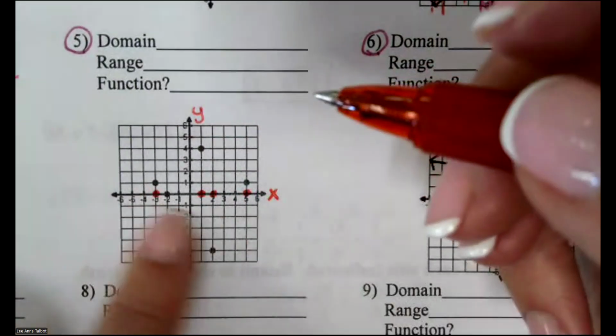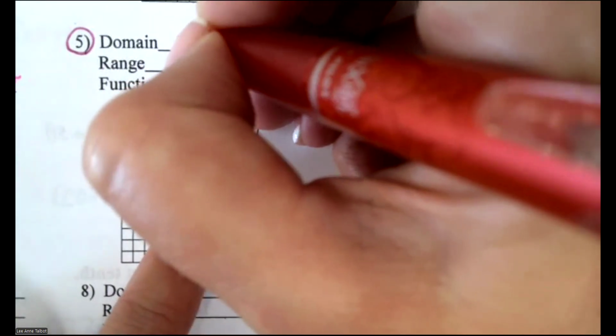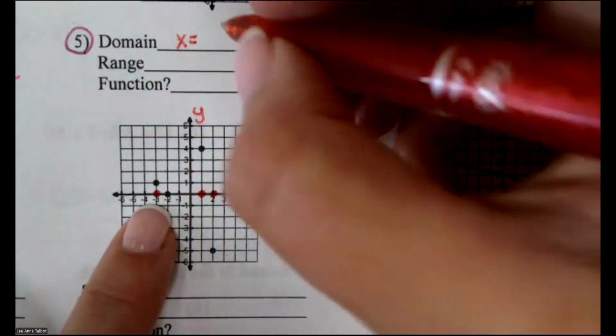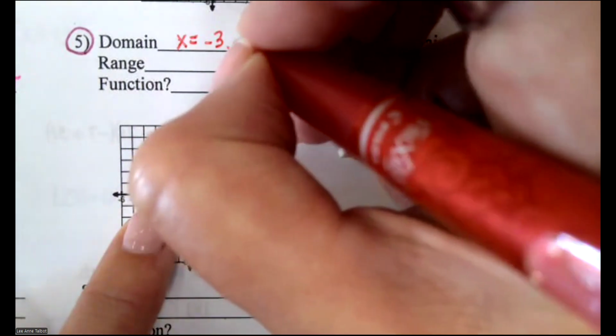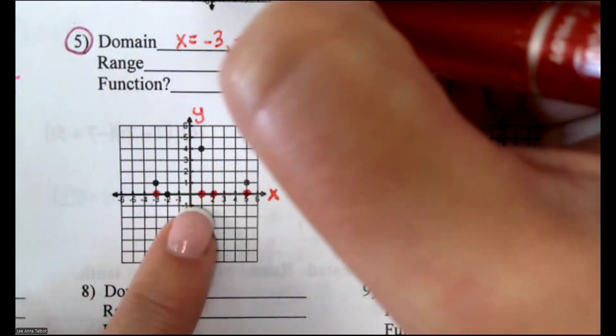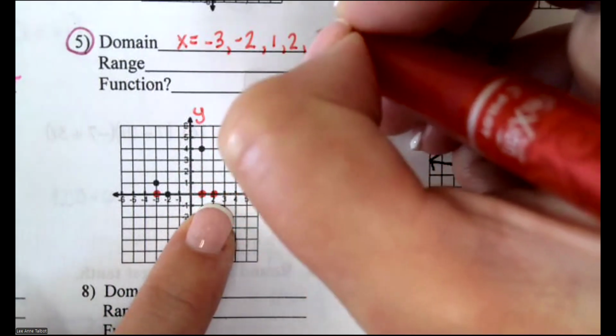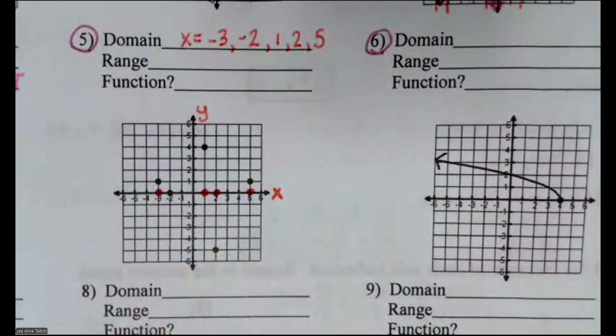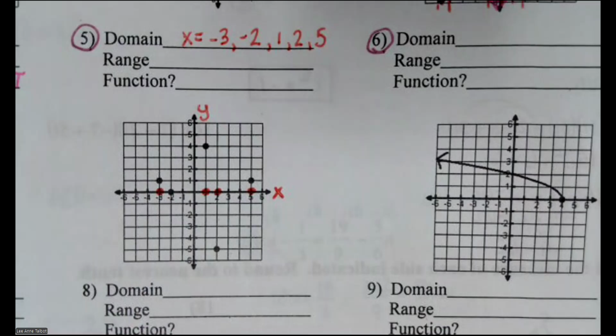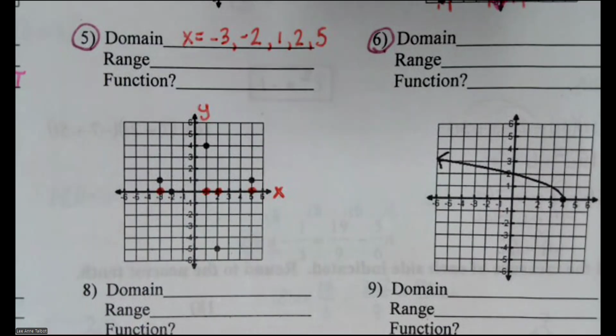Okay, now because it's dots, we're just going to write x equals -3, -2, 1, 2, and 5. Those are where I have dots on the x-axis. -3, -2, 1, 2, and 5.